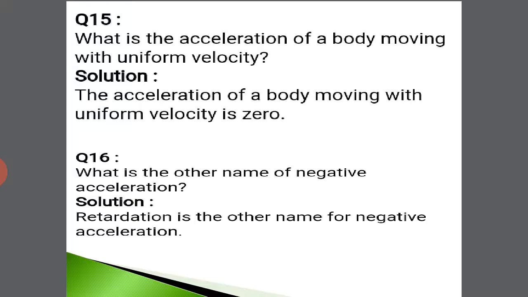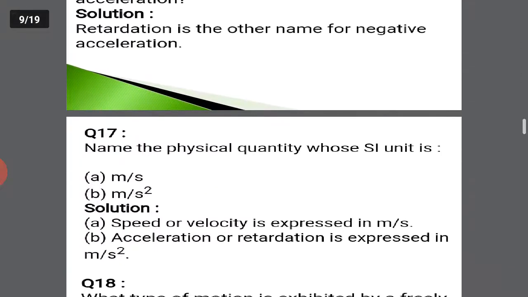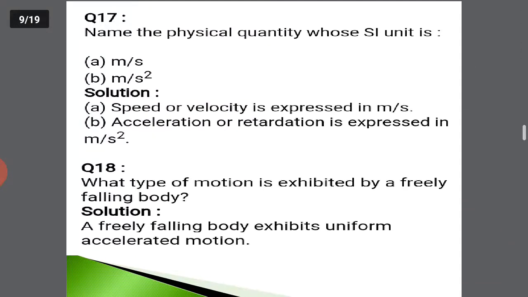Acceleration, we all know, can be positive, zero, and negative also. What is the other name of negative acceleration? We all know it is also known by the name of retardation. Let's move further. Name the physical quantity whose SI unit is meter per second. It is speed or velocity. Meter per second square is the unit of acceleration, or retardation we can also call it.